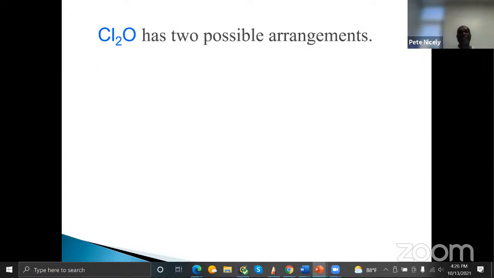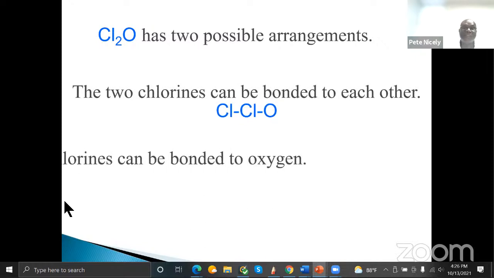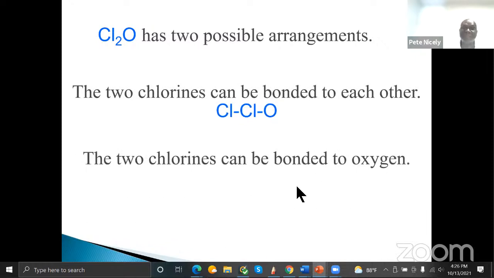So here's an example. Let's say you have this formula here and you're trying to figure out what's the arrangement of these atoms in a molecule. Well, at least on paper, there are 2 possibilities, right? You can have 2 chlorines bonded to each other and then 1 chlorine is bonded to an oxygen, like that. Or you could have 2 chlorines bonded simultaneously to the oxygen in the middle, like that. So the question now becomes which one would be the more likely correct arrangement.